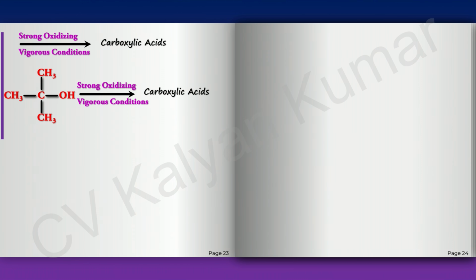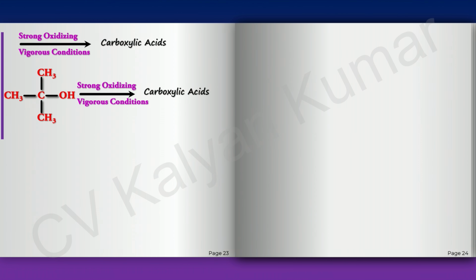Now this reaction is actually of no practical use. But some people tend to do it, and therefore it can be done under vigorous conditions. Now tertiary alcohols with strong oxidizing agents will not give you anything. They won't be oxidized. But use vigorous conditions, again you'll get a mixture of carboxylic acids. And I'll show you how this happens.